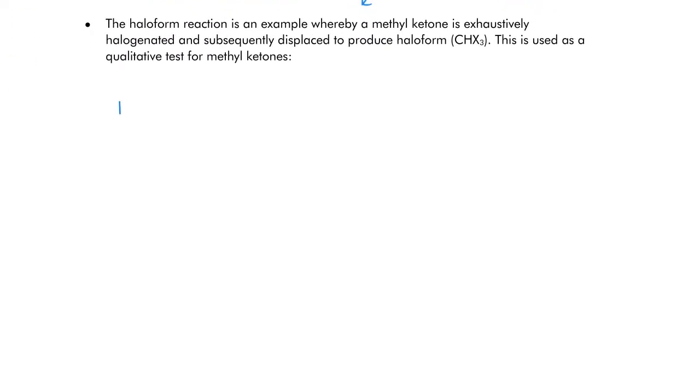Another example is the haloform reaction. Haloform reactions are kind of specific to methyl ketones. So that's where we have three alpha hydrogen atoms. So we can do an exhaustive halogenation of a methyl ketone with this reaction. And it works like this. You basically do exhaustive halogenation, so treatment with bromine or chlorine or iodine and a base.